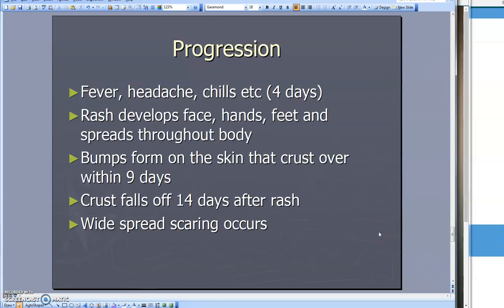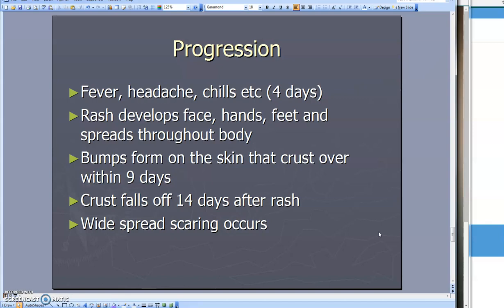The progression of smallpox was a long-lasting illness as well. It started off with, again, the usual fever, headache, chills, and then you end up with a rash, and this rash forms into bumps, and these bumps become pustules, and then they eventually crust over and form this deep crust, deep into the epidermis of the skin. Then it takes about 14 days for the crust to fall off, and that crust can still have actual smallpox virus in it.